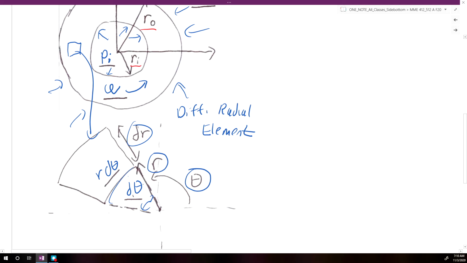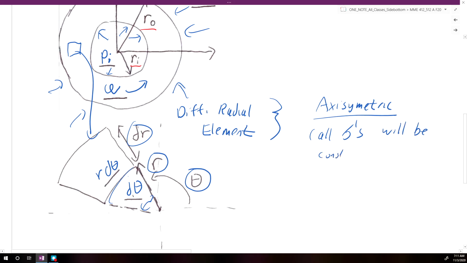What we'll notice about these types of problems is that they're axisymmetric. Because they're axisymmetric, all the stresses will be constant with respect to theta. Because of that, there will be no shear strain and no shear stress, so both of these terms will be 0.